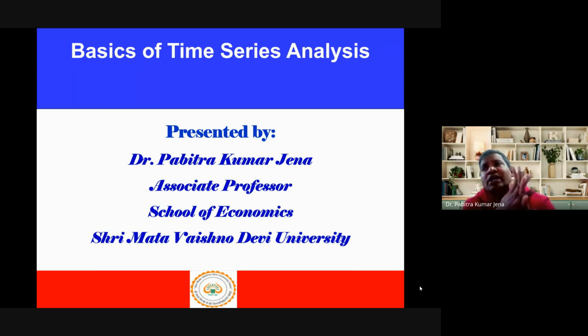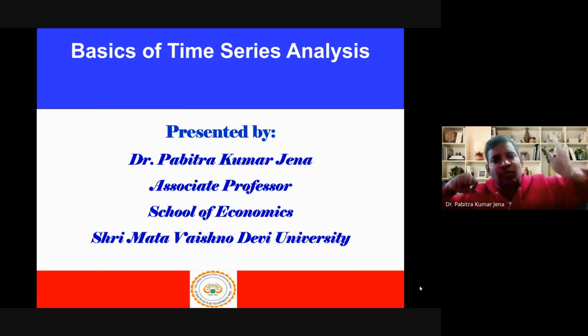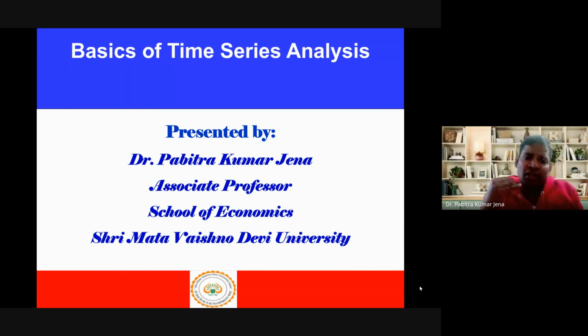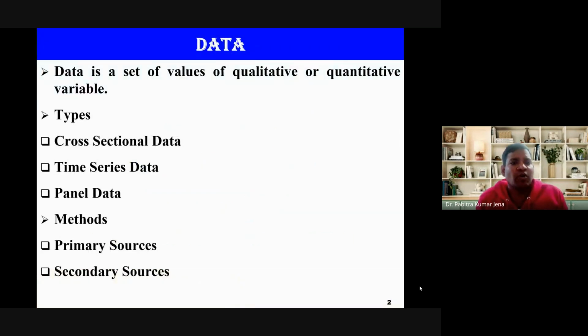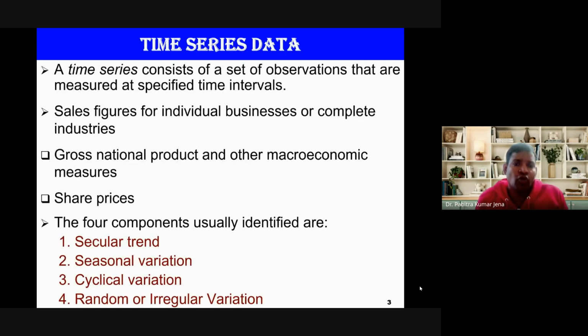In pool data, when you combine time series and cross-section data, only your degree of freedom increases. Your time series increases, but you don't take the same cross-sectional data again and again. That becomes pool data. In longitudinal analysis, you take the same cross-sectional data for a longer period of time and do the analysis. I've already told that, but before understanding that, you need to understand time series.